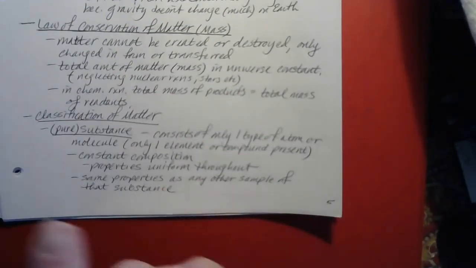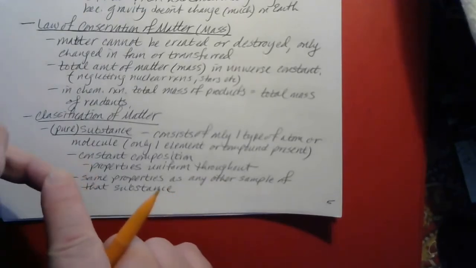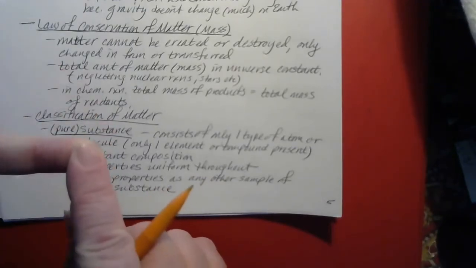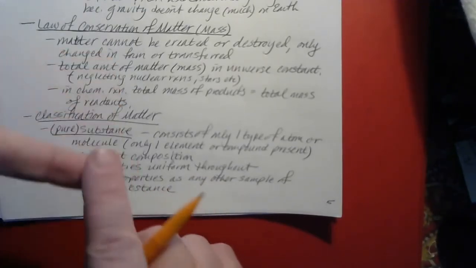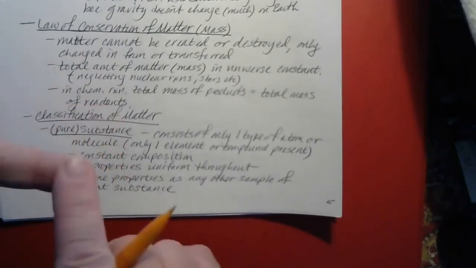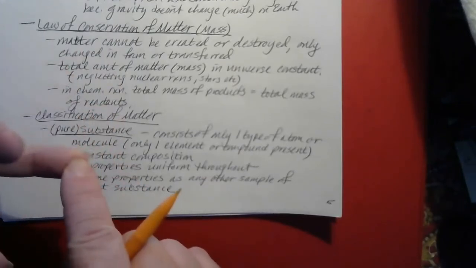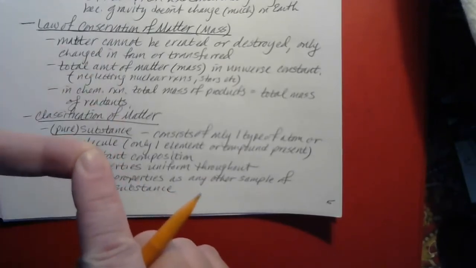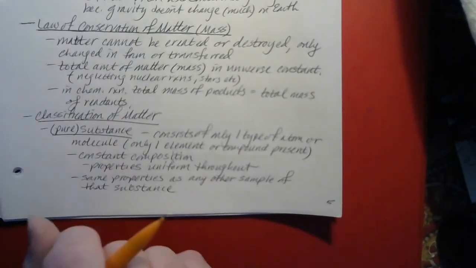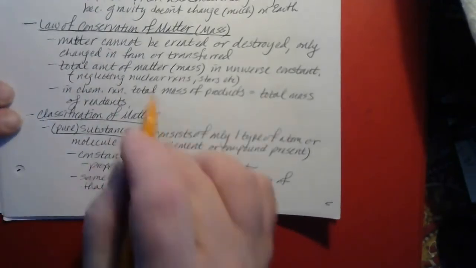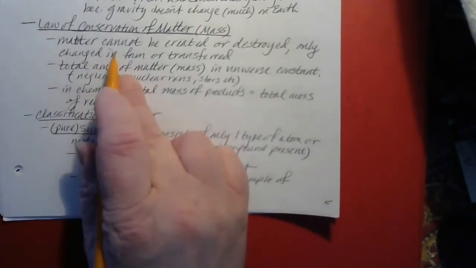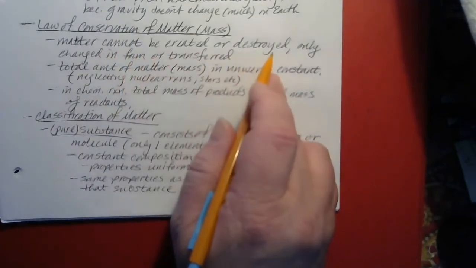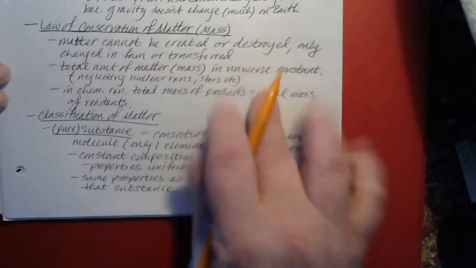E is the energy that comes out of a nuclear reaction, m is the mass that's converted into energy, and c squared is the speed of light squared. When you take the mass that's converted into energy times the speed of light squared, you get the amount of energy that's produced. But anyway, in that case, matter is being changed in form, but it's not being created or destroyed.